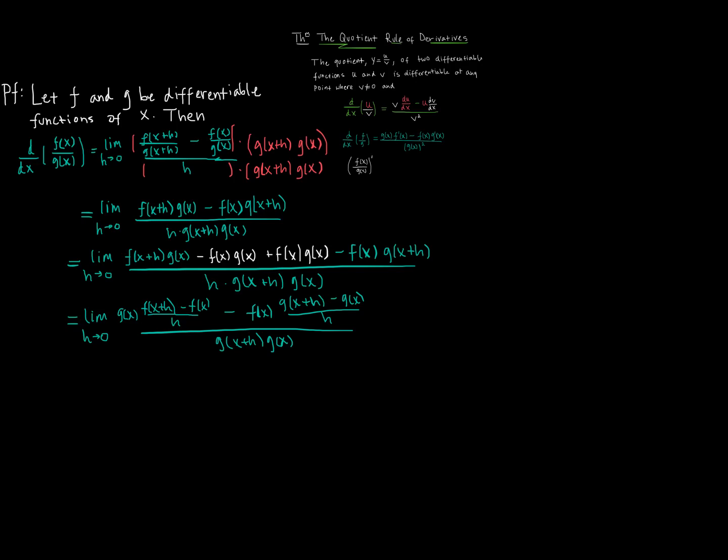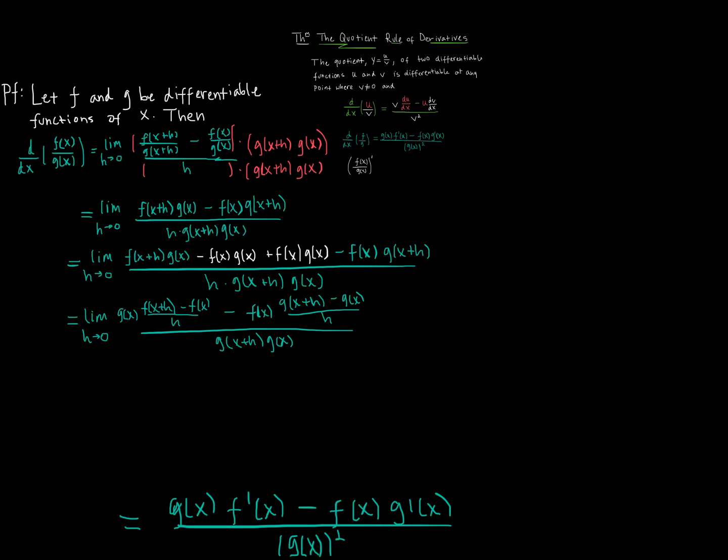And so this is just what I wanted, which will be g of x times f prime of x minus f of x times g prime of x, divided by g of x squared. And the last thing that I need to say is what g of x can't be, which is 0. And so this is when g of x is unequal to 0. And that's going to be the derivative so long as g of x is not 0.